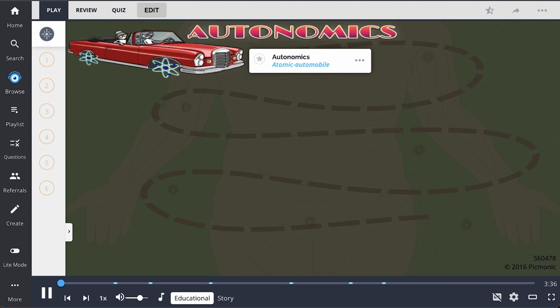In this Picmonic, we will learn about the innervations of the autonomic nervous system. Remembered by the story of the atomic automobile picking up hitchhikers on the way to Vegas. The autonomic nervous system controls unconscious processes, such as breathing and regulating blood pressure. The sympathetic branch is called the fight or flight response, and the parasympathetic aspect is often called rest and digest.